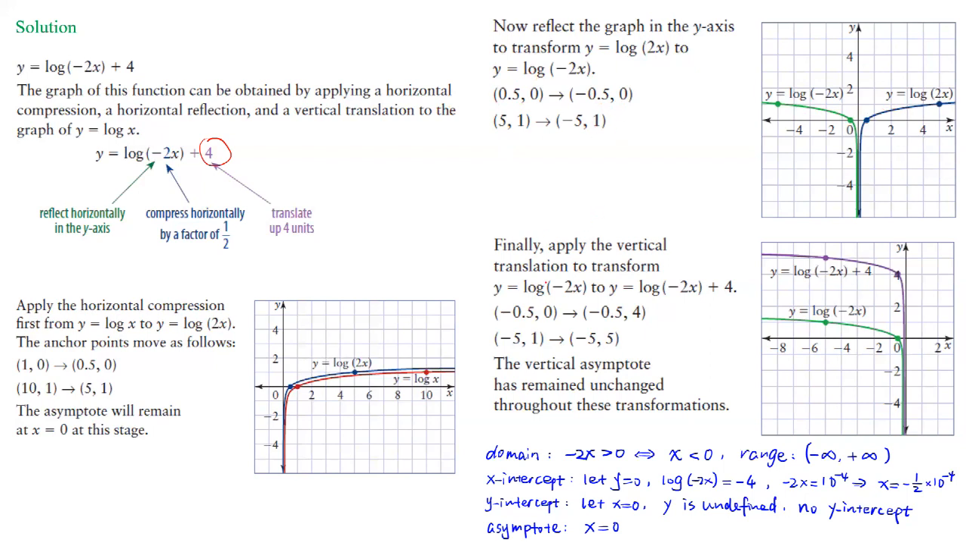After that, we can finally apply the vertical translation up by 4 units. So the two anchor points move to (-0.5, 4) and (-5, 5), as shown in the purple curve here. Okay, the purple curve here is the final graph we're looking for.